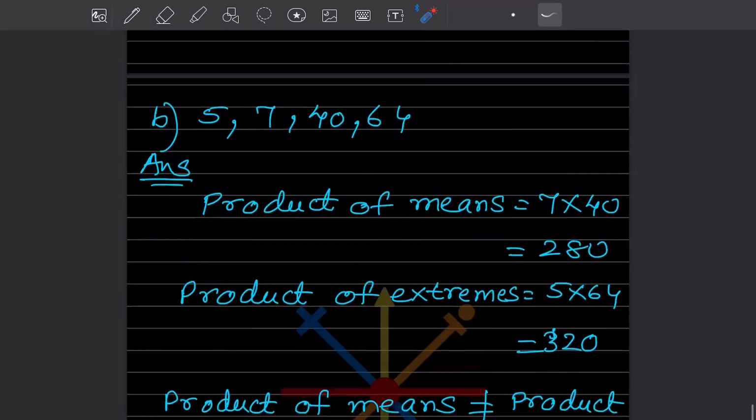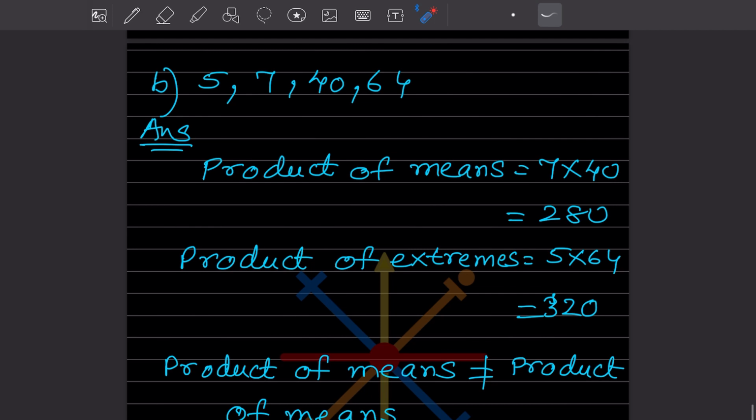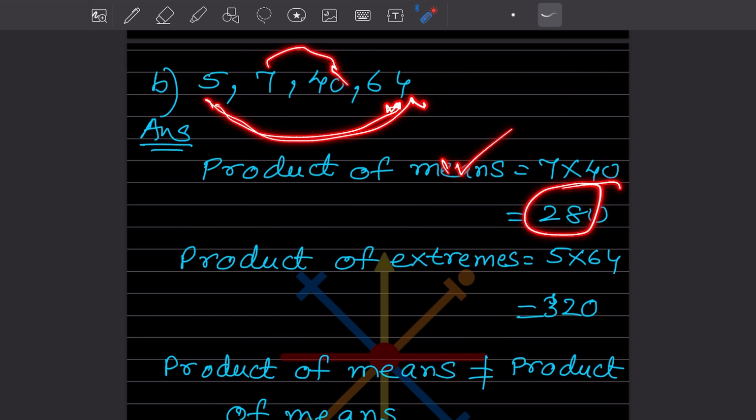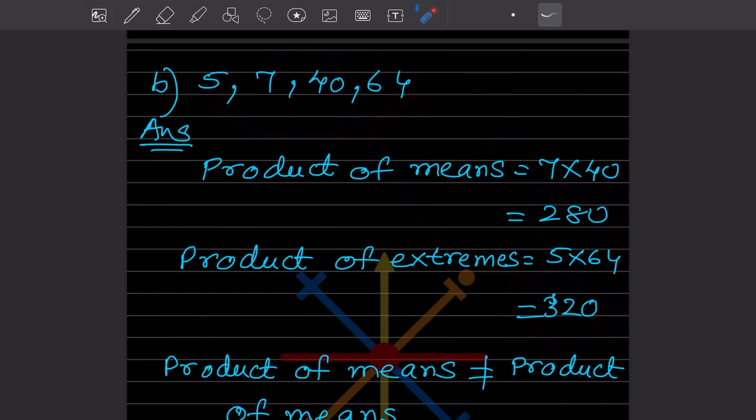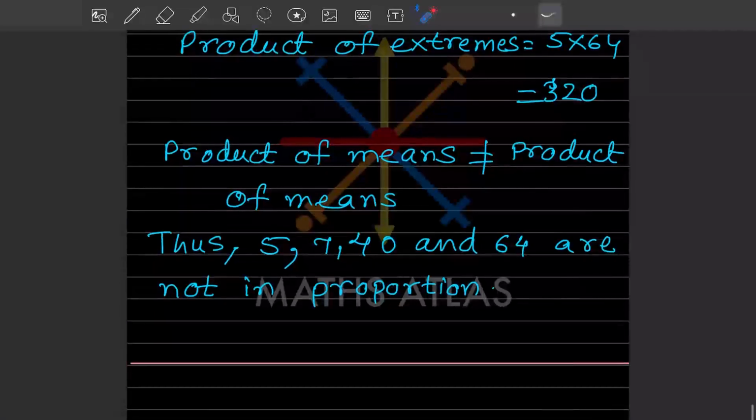Now we will go for the next problem. Again, here I use the product of means and product of extremes. You can go by the first method also. So now which are the extremes? These are the extremes, or here I did the means first. Anyway, you can do it. These are the means, 7 into 40, that is 280. And the extremes are this one, 5 into 64, that is 320. So what you can see is, this is 280 and this is 320. So the product of means is not equal to the product of extremes. So we can say 5, 7, 40 and 64 are not in proportion. Hope you got this one.